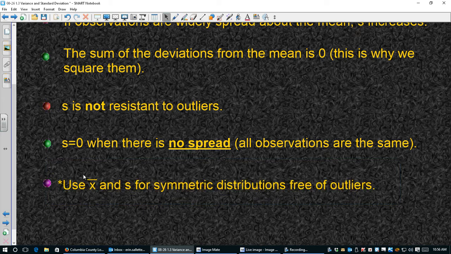And so you use X bar and S whenever you have a symmetric distribution and without outliers. So not your skewed distributions, not your distributions with outliers. Those are the ones that you don't want to be using X bar and S for. If you have a symmetric distribution, not skewed, no outliers, X bar and S are good measures of center and spread to be using to describe your distribution.